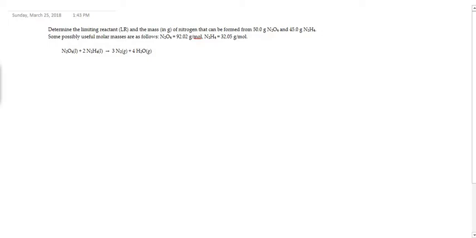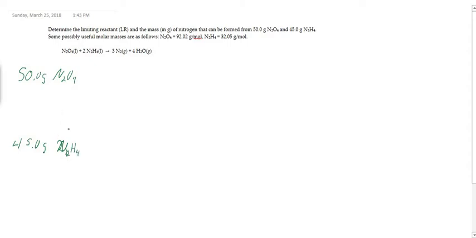So how I do it is I write down what I know. I have 50.0 grams of N2O4, and we're trying to find out how much nitrogen can be formed here, so that'd be N2. And down here I'm going to do my other one. I start off with 45.0 grams of N2H4.